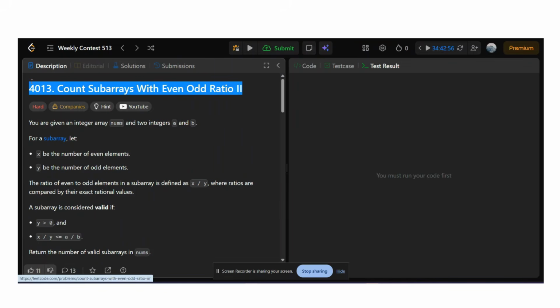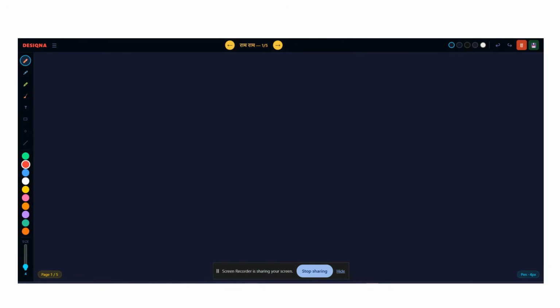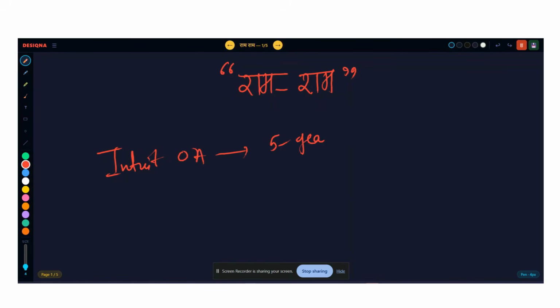original problem, by the way. There are some roots of this problem from the past. So let's give the credits to the people and to the organizations who made the problem. Intuit online assessment happened 5 years ago, and they had asked a very similar question.